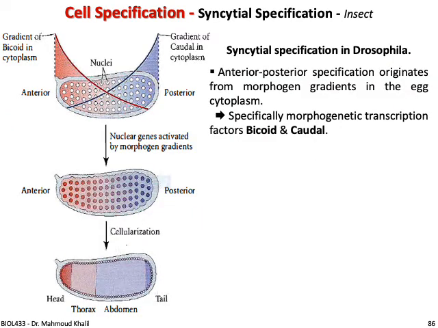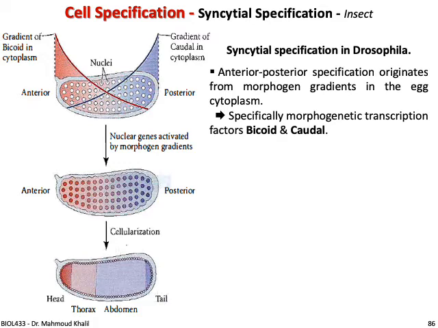The third type of specification happens in insects and is called syncytial specification. And what's the meaning of syncytial? Syncytial means you have like a bag that's full of cytoplasm and there are a lot of nuclei with no cell boundaries. So it's like nuclei swimming in cytoplasm. So the transcription factors or the morphogens are all over the cytoplasm and surrounding all the nuclei. In the larva of the insect in the first figure, you can mainly see two morphogenic transcription factors, which are bicoid and caudal.